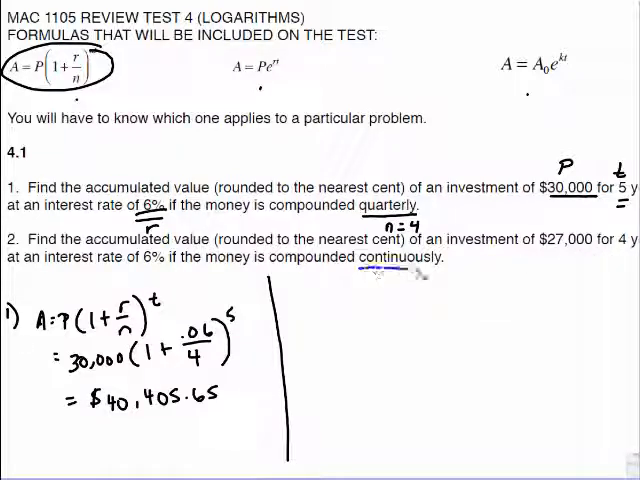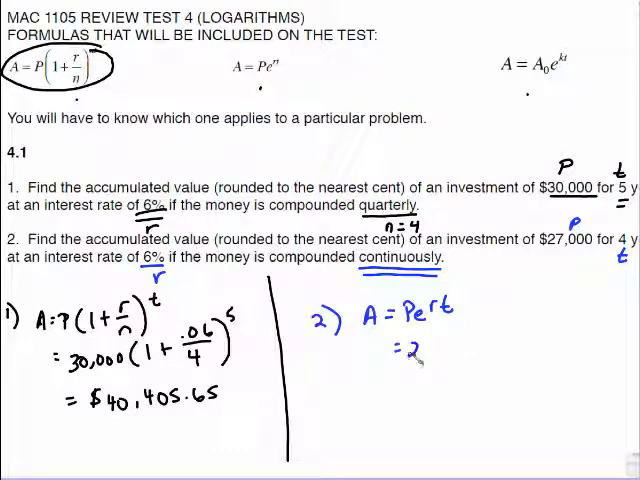Now the next one says find the accumulated value of this investment of $27,000 for 4 years, money compounded continuously. When you see the word continuously, that's telling you that you're using the PERT formula. A little bit easier to use because there's less to it. So here's our P. 4 years is time. 6% again, that's our rate, compounded continuously.